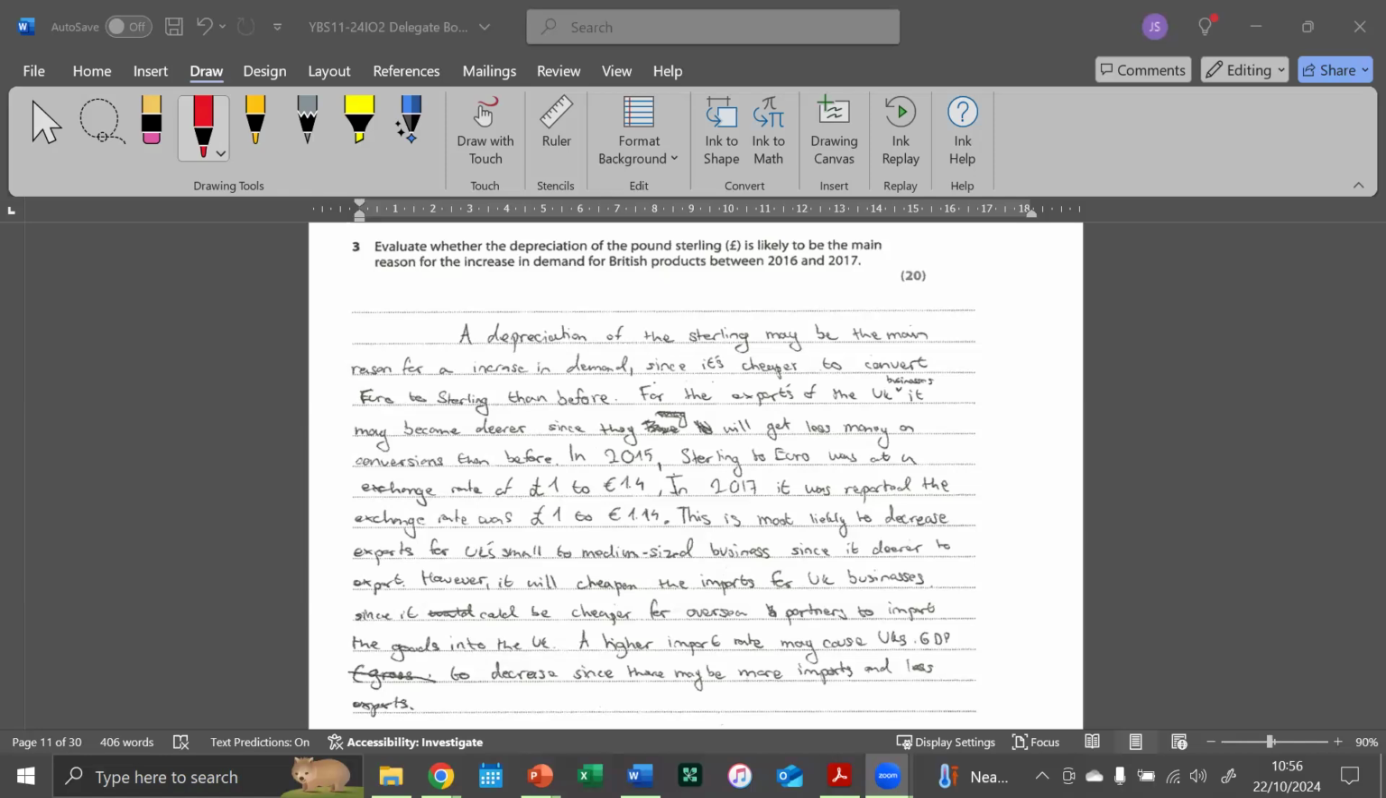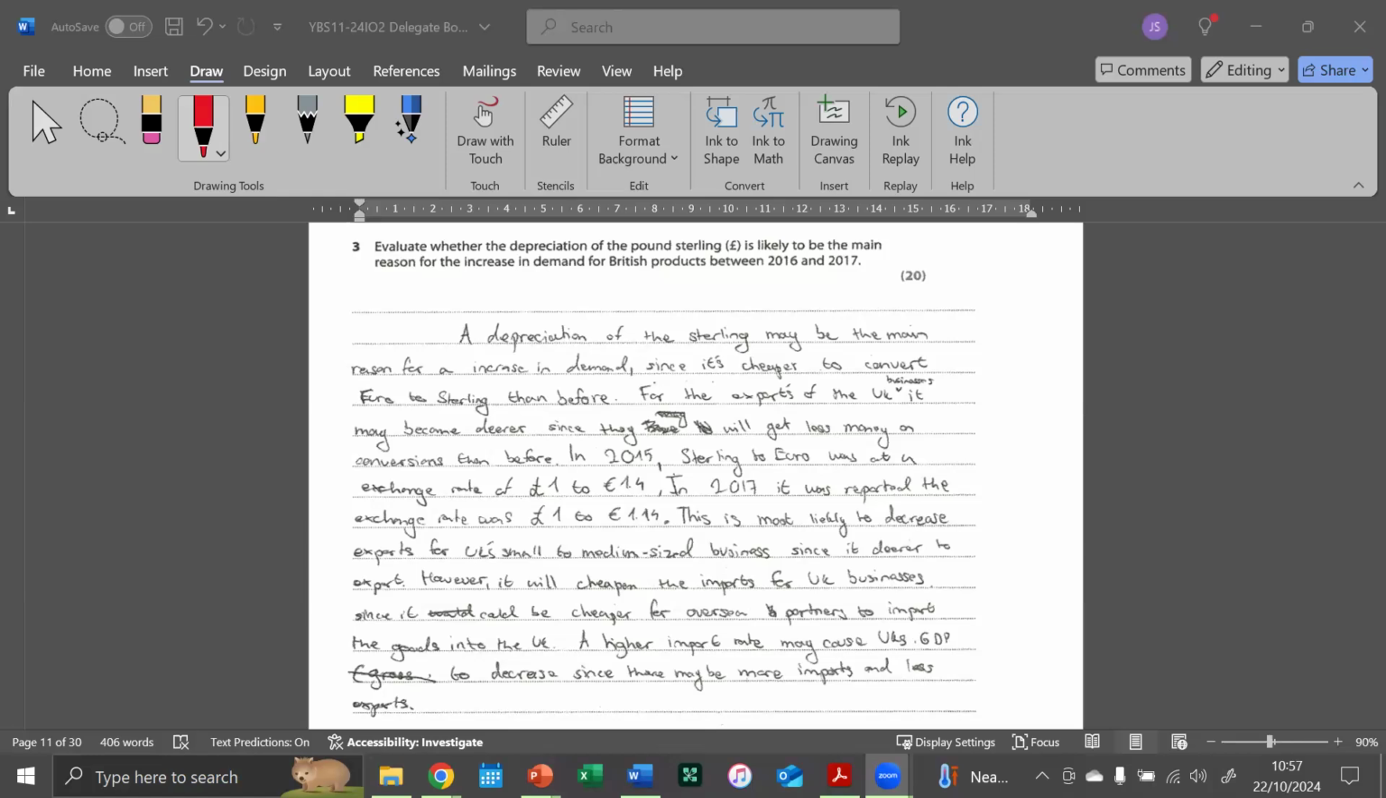Now, remember, this question: evaluate whether the depreciation of the pound sterling is likely to be the main reason for the increase in the demand for British products between 2016 and 2017. That is a slightly different question to how a lot of students would interpret it. A lot of students would interpret it as, there's been a depreciation or weakening of the pound, let me give what my teacher told me about what happens when there is a depreciation or weakening of the currency.